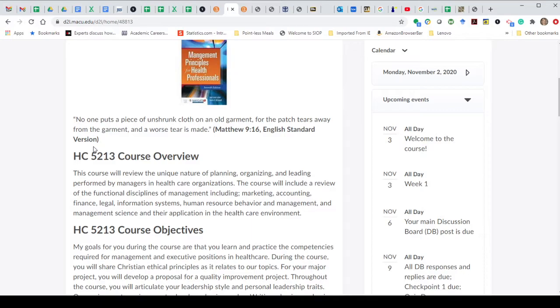Very importantly, information systems, especially as it relates to electronic healthcare records. And then also we'll explore some cases and aspects of work related to human resource management, and really try to understand the science behind managing in healthcare.